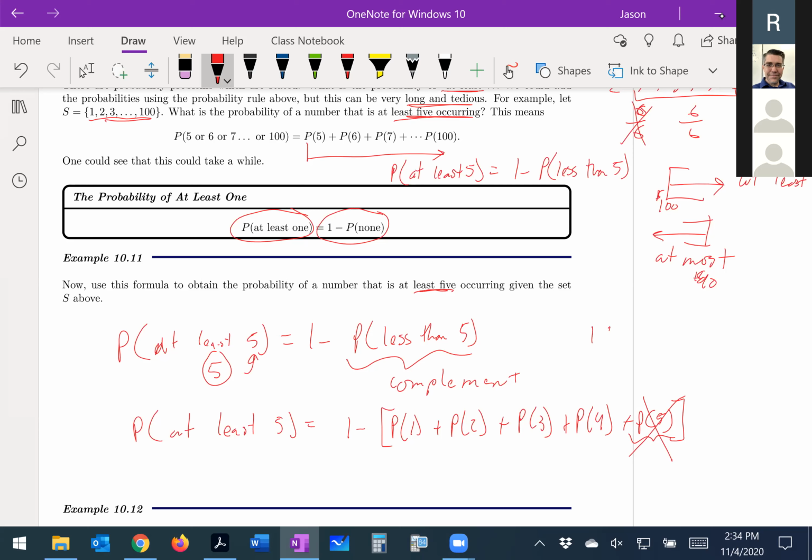So think of it as 1, 2, 3, 4, 5, 6, 7, dot dot dot, forever. What is at least 5? Well, that's 5 or more. And what would be less than 5? It would be 1 through 4.